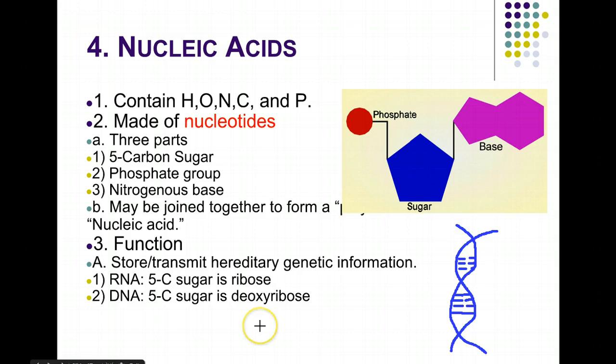The big function here is to store and transmit genetic information. DNA is the big one. That's the one that's inside your cells. And RNA, which we're going to learn about second semester, is just a little bit of information that travels all around your cell.